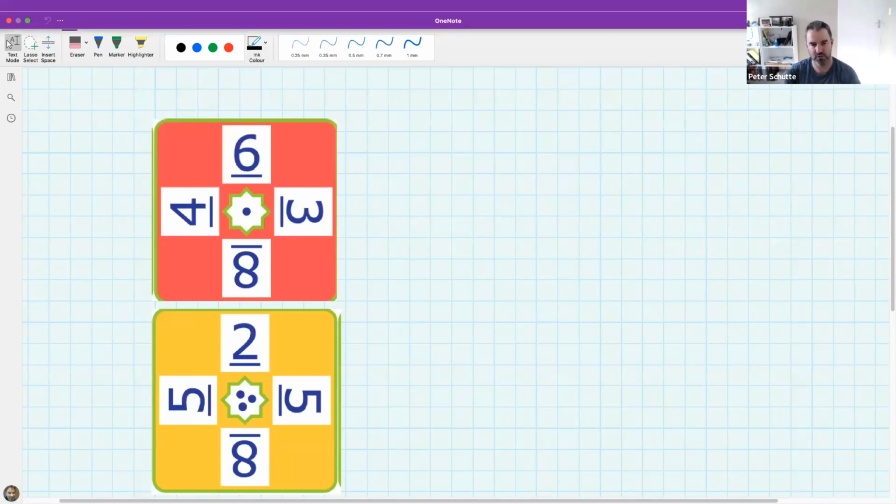Can you make 24 using either of these values here?